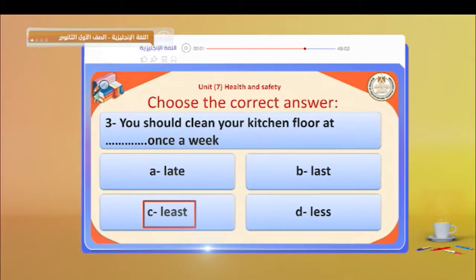The least thing you can do. At least you should wash the floor of your kitchen once a week. So you can wash it more than once a week. You can wash it twice a week, 3 times a week. But the least thing you can do is once a week.